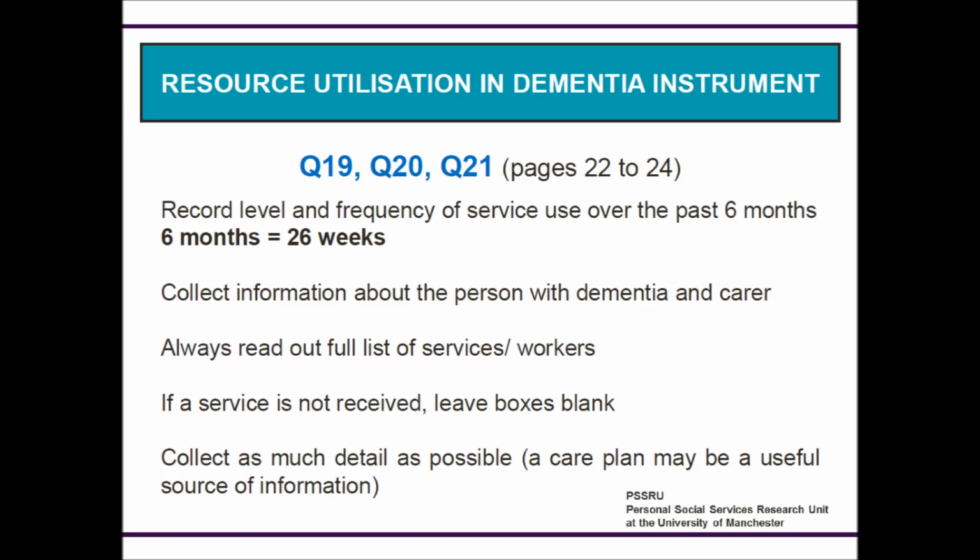For question 19, if the individual receives 3 home care visits daily, this will be coded as 3 calls times 7 days times 26 weeks, which is 546 visits in 6 months, assuming no change in level of input. Therefore, it is recommended to record such details in the column on the questionnaire, and you may wish to complete the calculation itself later.